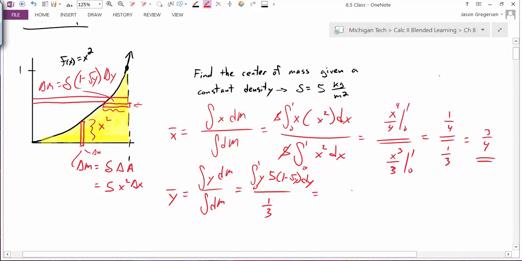Instead of dividing by a fraction, I'm going to flip and multiply. I'm also going to pull out my 5 here. I will get 15 times the integral from 0 to 1. I'm going to distribute that y as well, and I will get y minus y to the 3 halves.